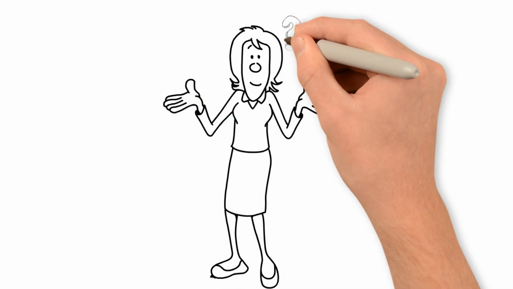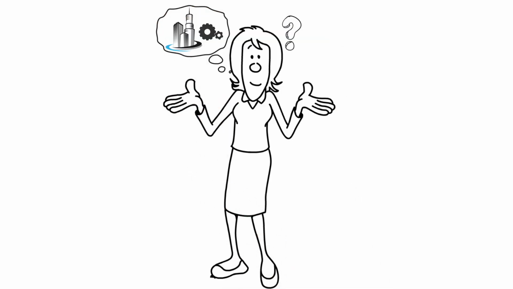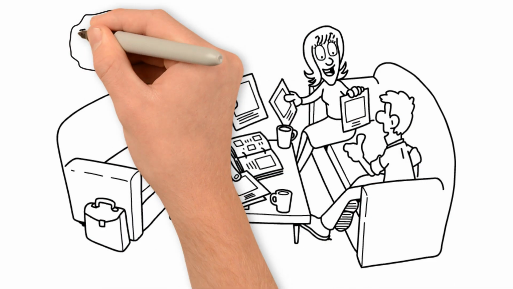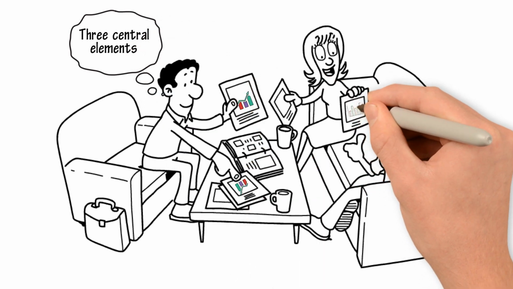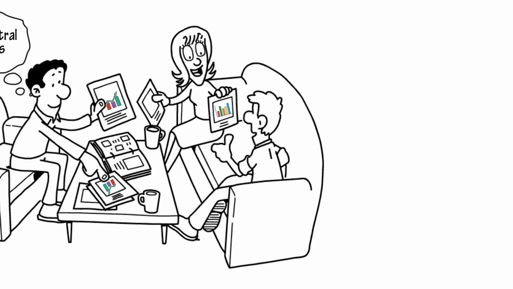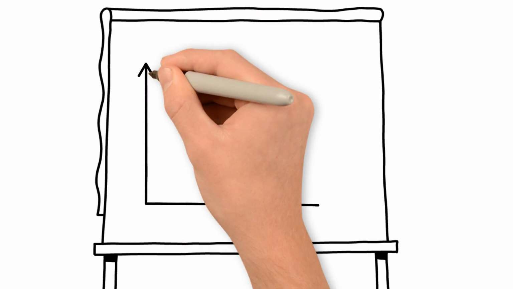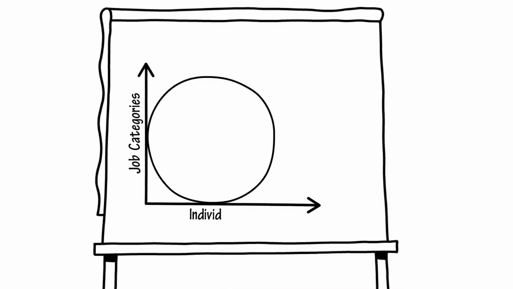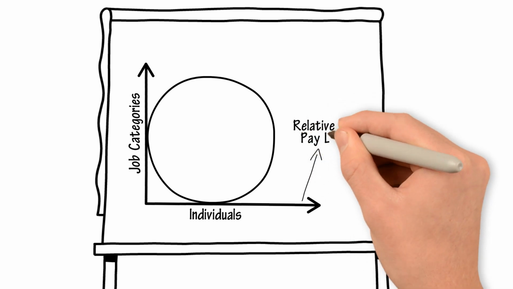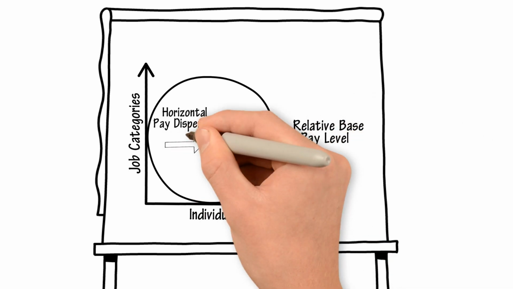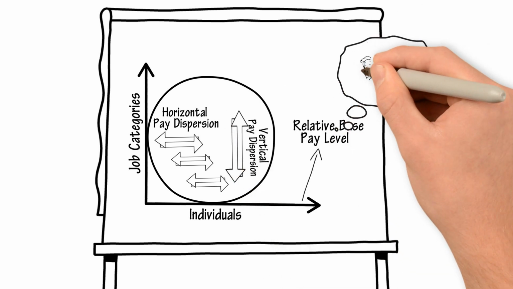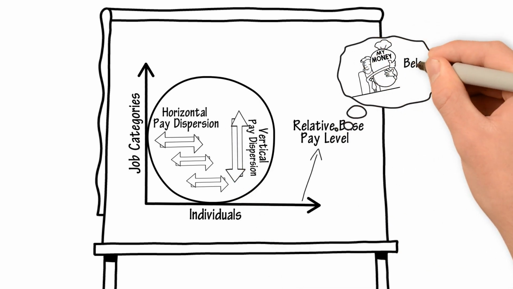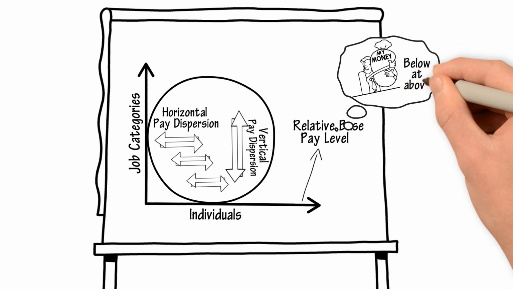How should companies with different strategic orientations structure their pay systems? We study how three central elements of pay system design are related to the performance of firms with different strategic orientations. Pay system design can be described in terms of three central elements: relative base pay level, horizontal pay dispersion, and vertical pay dispersion. Relative base pay level describes whether employees are paid below, at, or above market levels.